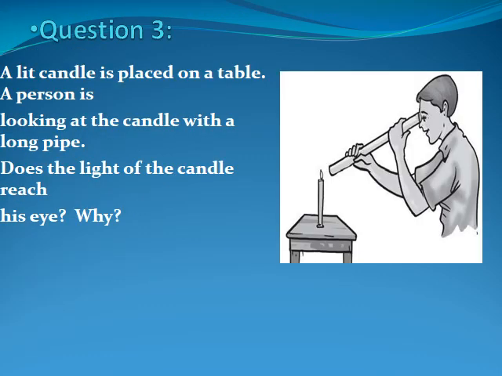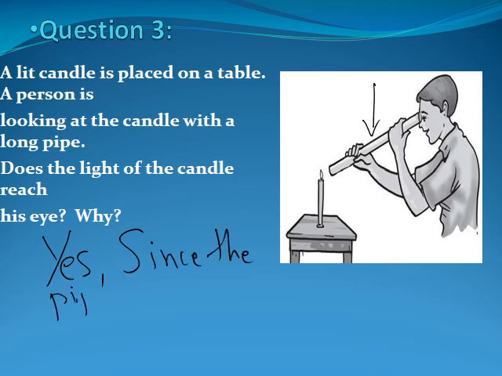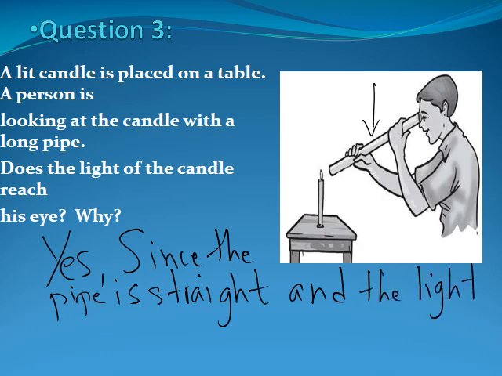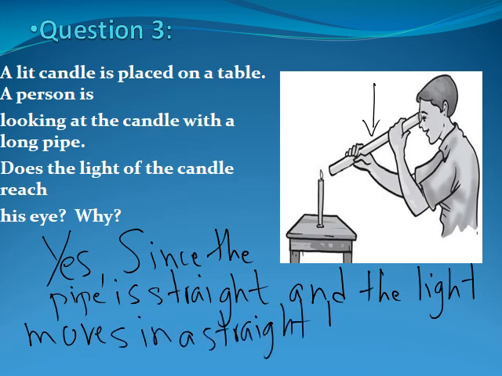Question number three. A lit candle is placed on a table. A person is looking at the candle with a long pipe. This is the long pipe. Does the light of the candle reach his eye? Why? This one is a straight pipe. So sure, yes. Why? Since the pipe is straight and the light moves in a straight line, the light of the candle will reach the eye of this man, since the light can pass through the straight pipe toward his eyes.